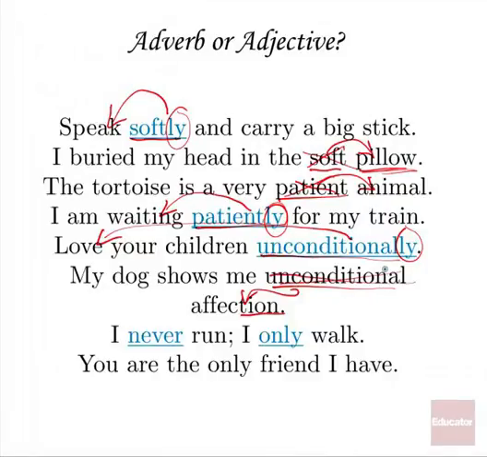I never run, I only walk. Never is a bonus adverb. It tells you how often I run. Never. Only tells you how much or how often I walk. That's the only thing I do. But you look down here, you are the only friend I have. Now it's modifying friend, which is a noun, which makes only here an adjective. So it's all about function. Adverbs modify adjectives, verbs, and other adverbs.